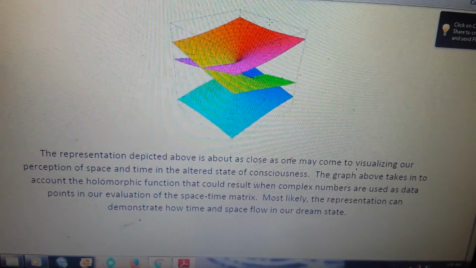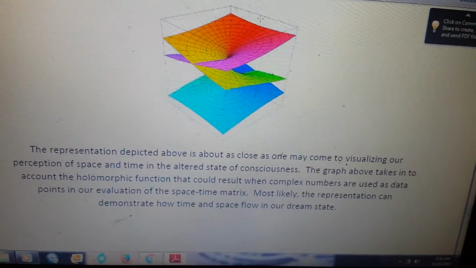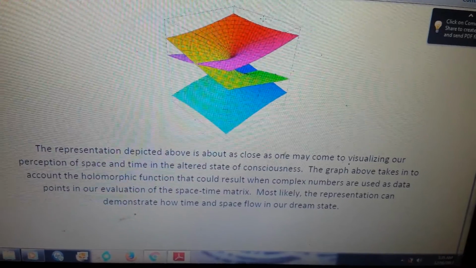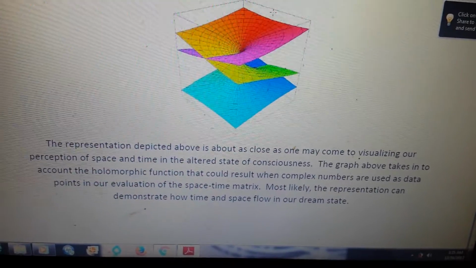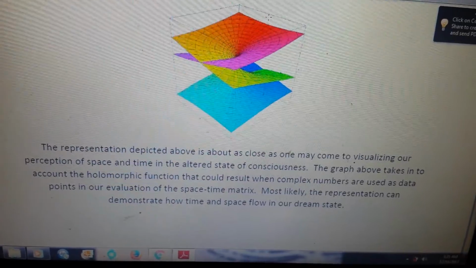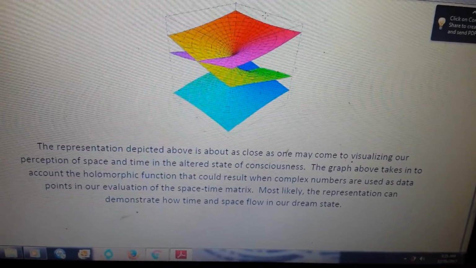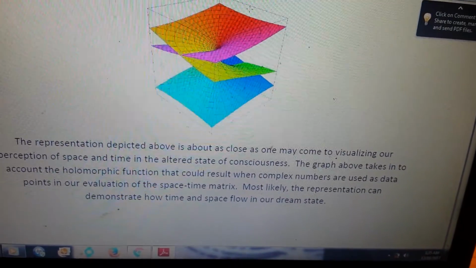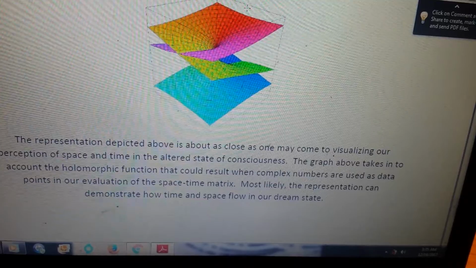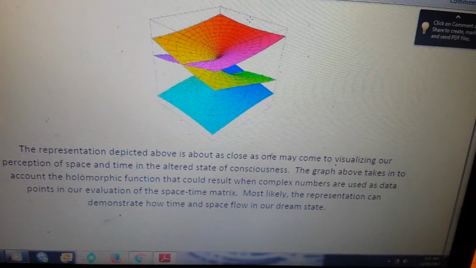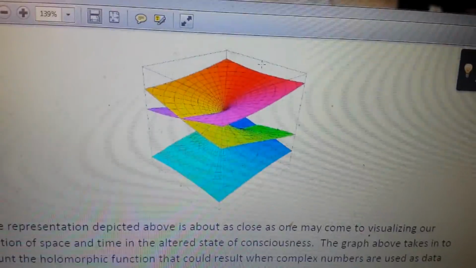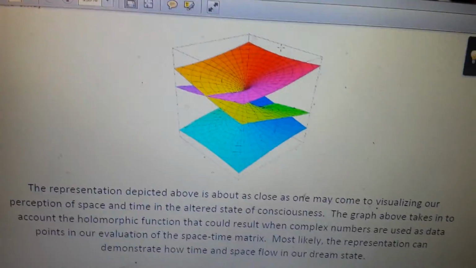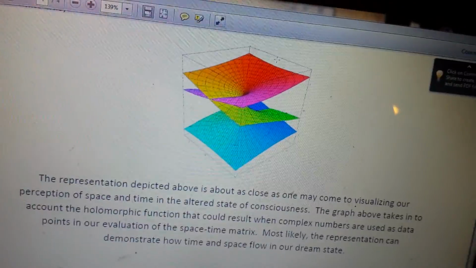The representation depicted above is about as close as one can come to visualizing our perception of space and time in the altered state of consciousness. The graph above takes into account the holomorphic function that could result when complex numbers are used as data points in our evaluation of the space-time matrix. Most likely, the representation can demonstrate how time and space flow in our dream state, or our death state, or deep meditation states. Okay? This is how it works right here.